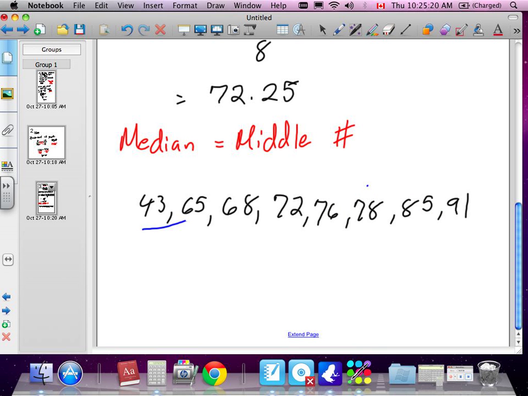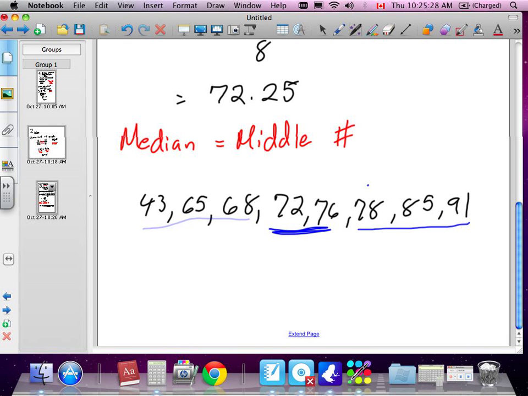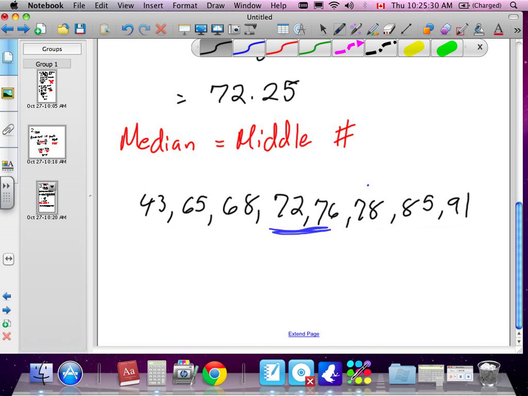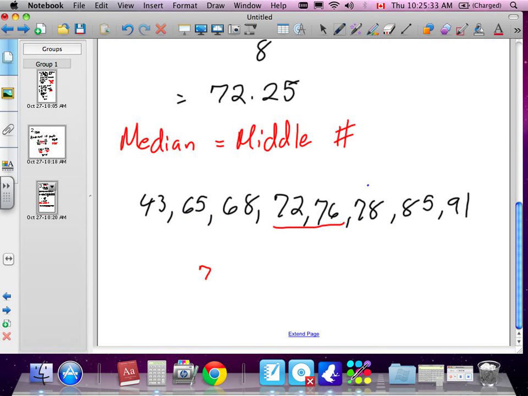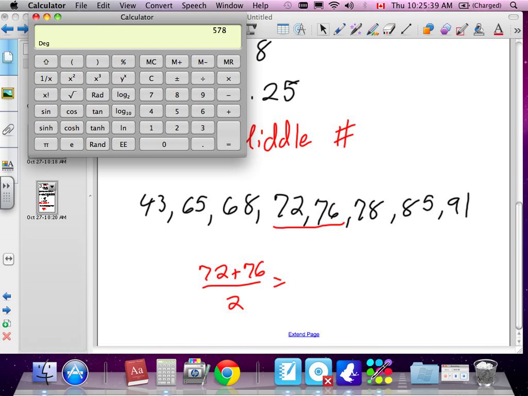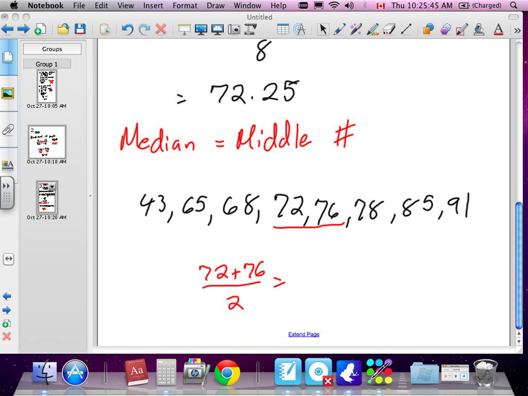So in order to find this median, what do I do with those 2 numbers? Yes. So we take those 2 numbers, 72 and 76. We're going to add them together and divide by 2. Again, we're going to find the average of those 2 numbers. 74. So the middle grade, according to this in the class, would be 74.